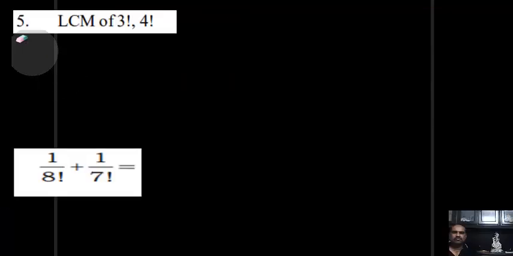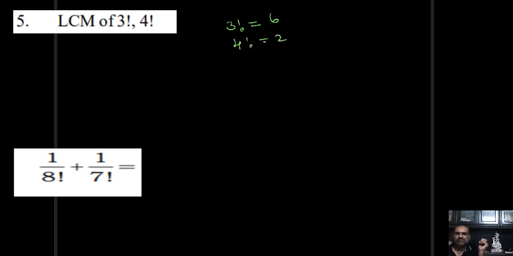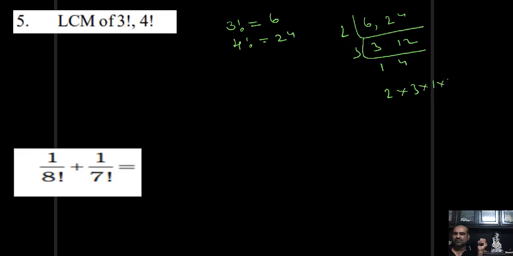Okay. Here a few example problems are given. We want to find the LCM of 3! and 4!. Actually 3! means 6, and 4! means 24. Obviously it is the LCM of 6 and 24. I will show you: 2 threes, 2 twelves, 3 ones, 3 fours are completed. 2 into 3 into 1 into 4 is the LCM, that is equal to 24.